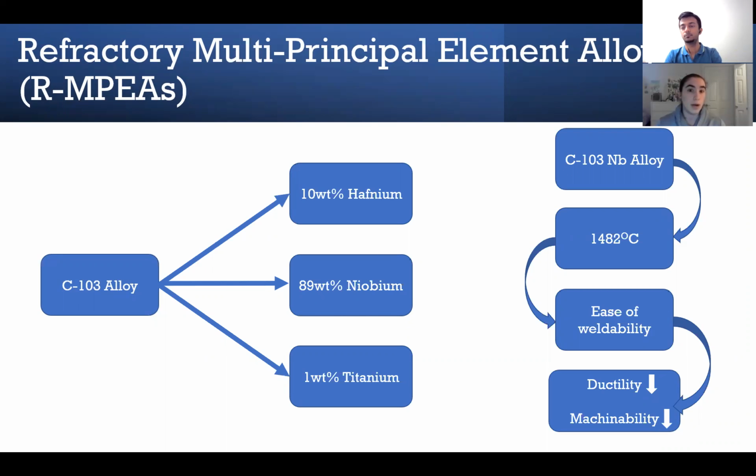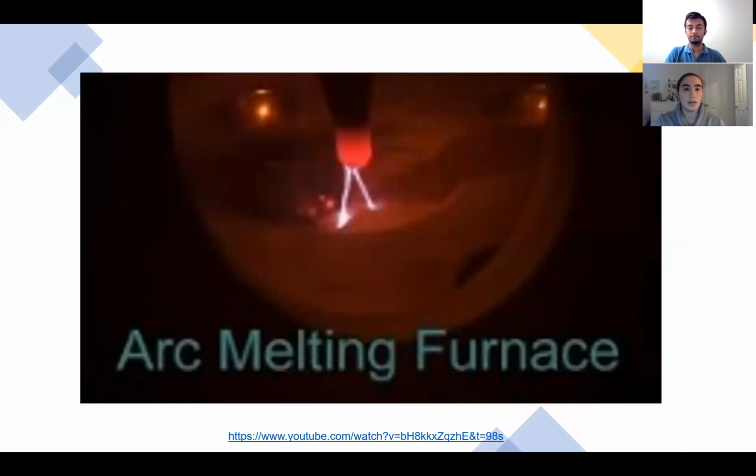And they are easy to weld without fracture, but they do have downsides where they are much more expensive than niobium superalloys. It's around $35 a kilogram to $100 a kilogram in comparison. And they are nowhere near as ductile, and they're much harder to machine.